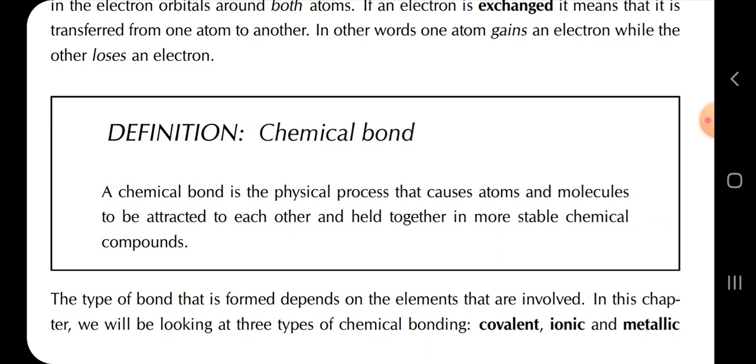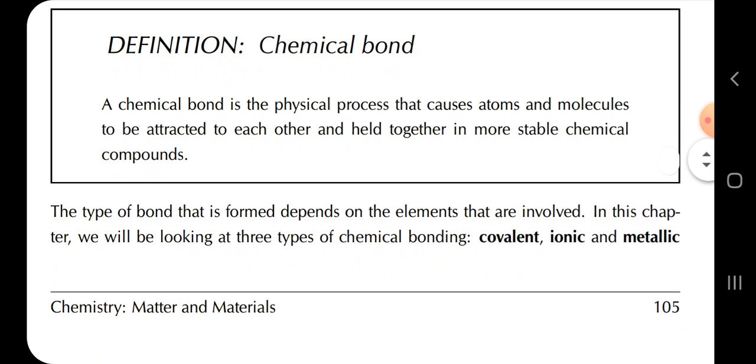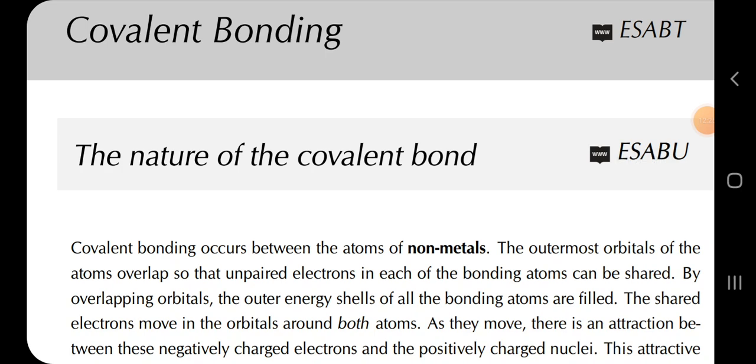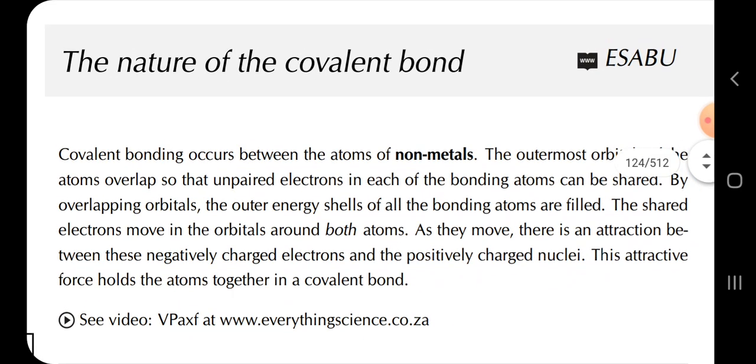The type of bond that is formed depends on the elements that are involved. In this chapter, we will be looking at 3 types of chemical bonding: covalent, ionic, and metallic bonding. First, we'll be looking at covalent bonding, the nature of covalent bonding. Covalent bonding occurs between the atoms of non-metals. When you take 2 non-metals, as opposed to the ones that are metals, and bond them together, we have what we call covalent bonds. So guys, carry this information into grade 11 because you will really need it.